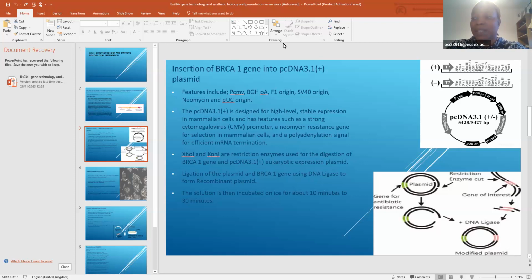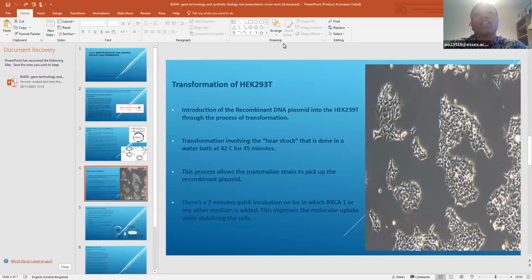We take our DNA plasmid that contains our eukaryotic gene and incubate the solution for 10 to 30 minutes. This allows proper ligation to take place. We're talking about the transformation of our mammalian cell, HEK293T. The transformation of the recombinant DNA plasmid into the cell is done by heat shock. The solution is placed in a water bath at 42 degrees Celsius for 45 minutes, and is also placed on ice for 2 minutes.